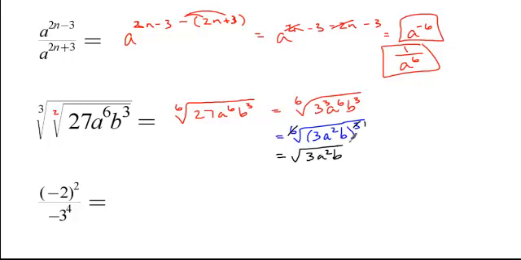Is this simplified yet? No. How many groups of 2 can you remove from the 3? In this case, the 3 stays inside the radical. How many groups of 2 can you remove from the a's? That comes out with none left in the radical. And how many groups of 2 can you remove from the b's? None. So that stays inside.